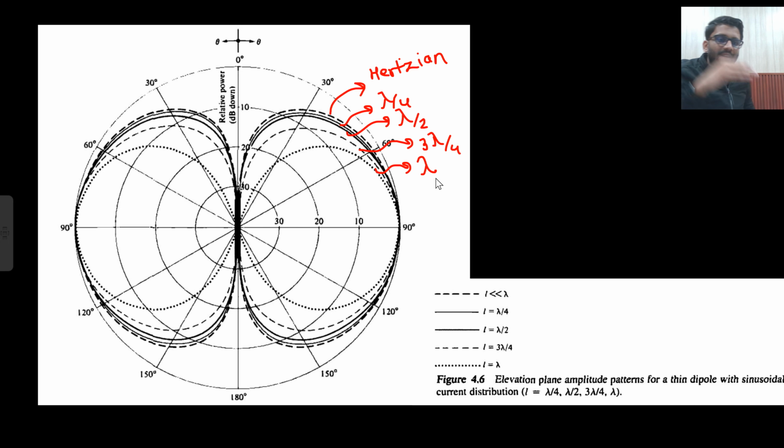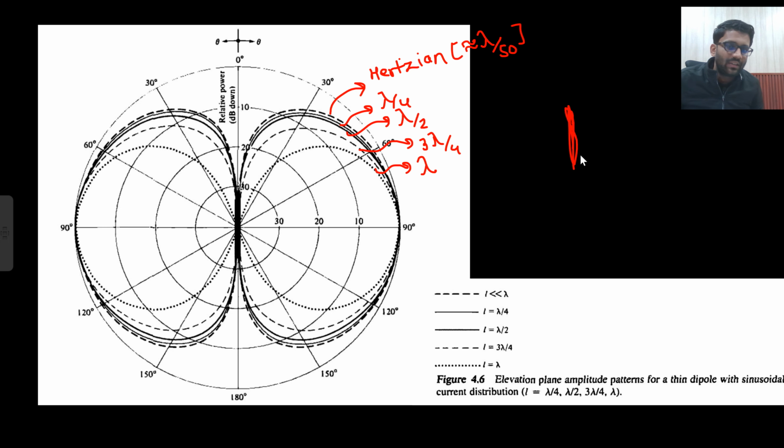So what do you see? As the length increases, because the Hertzian dipole will have the minimum length, roughly around lambda by 50, I am writing, it would be anything very much less than lambda. So the Hertzian dipole will have the minimum length, then lambda by 4, then lambda by 2, then 3 lambda by 4, and then lambda. As the length is increasing, the lobe width is getting smaller.